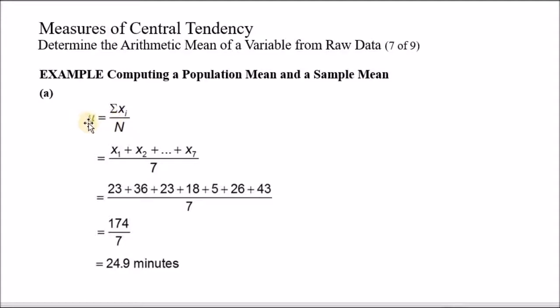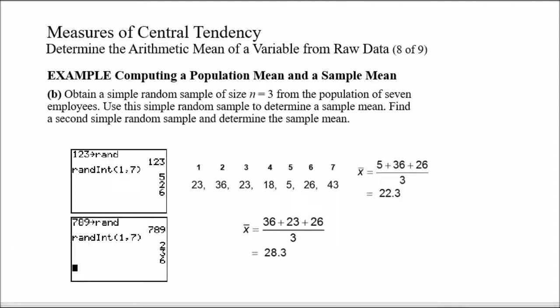So to compute the population mean, we add all of our observations, all 7 of them, and divide by 7. The answer is 24.9. To obtain a random sample of 3, we use software. Use your favorite software. If you're using a calculator, then this is the function that you're going to use. I will show you how to do that in Excel.